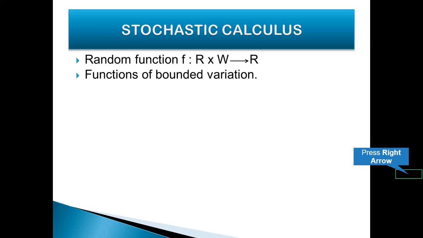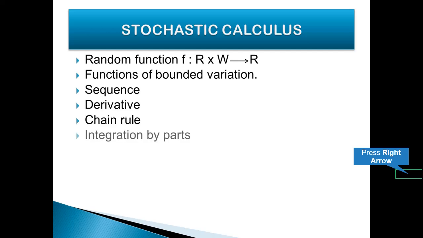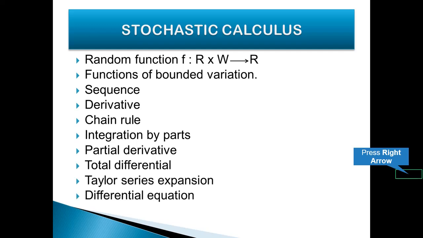What you have here is a random function f from R cross W to R. We have functions of bounded variation, sequence, derivative, chain rule, integration by parts, partial derivative, total differential, Taylor series expansion, differential equation. These are the things we already have in the ordinary calculus. So these things we will modify a bit for the stochastic calculus.